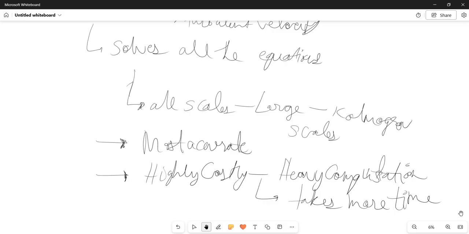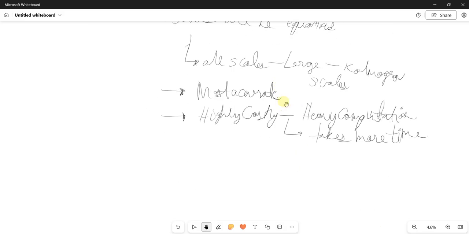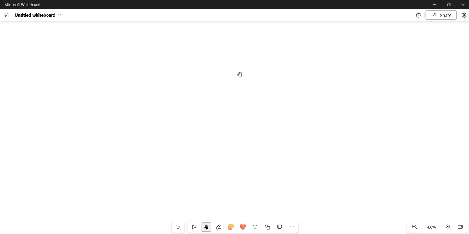So again, if we just recollect, you have DNS, direct numerical simulation. Then you have LES, large eddy simulation. So this only resolves the large eddies and then models the tinier ones, and it solves the equations related to them. Then you have DES. So this comes under LES. DES uses LES, that is your large eddy simulation, for the region where it is away from the wall, and it uses RANS equations where it is near the wall, right?